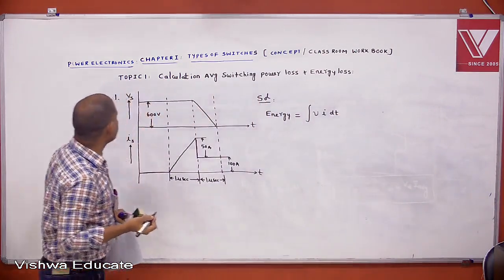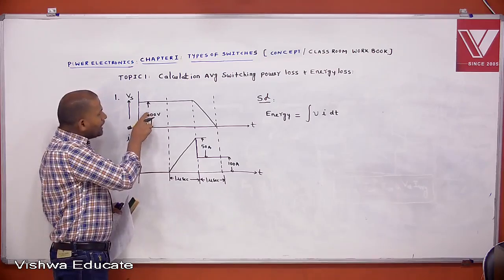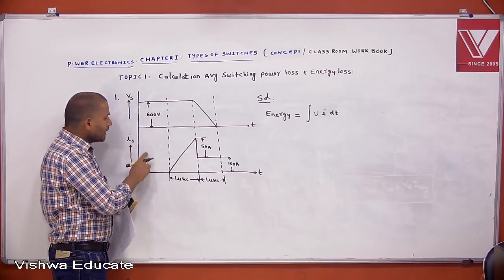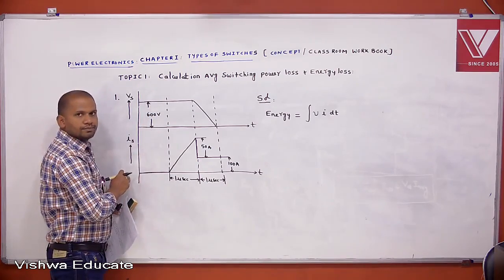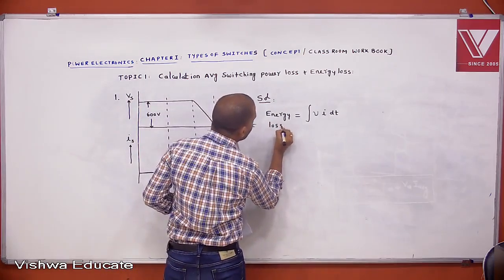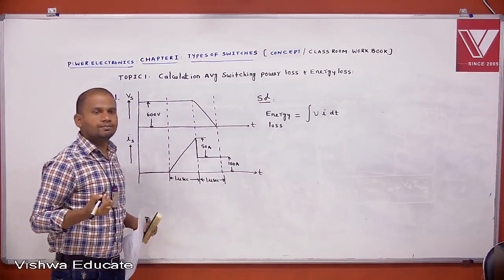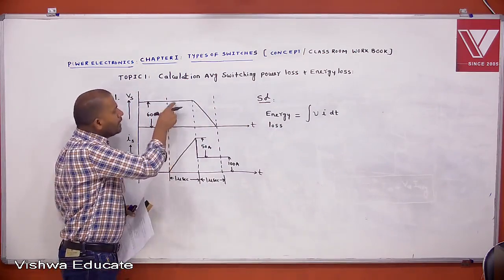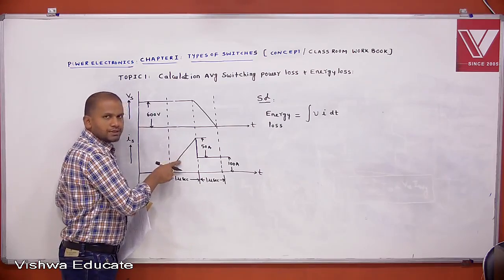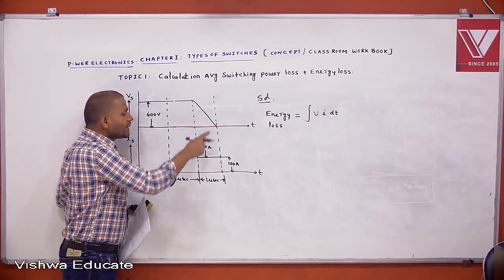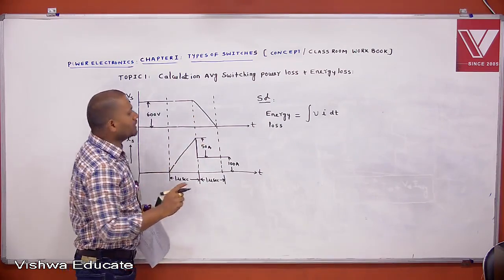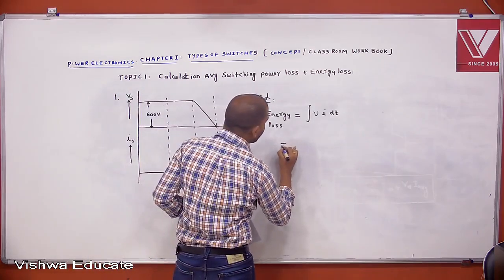Now see. Here voltage is present but current does not exist. Here we don't have any energy loss. This is the energy loss we are calculating. Next, here voltage is present, current is also present. That's why here energy loss exists. Here also voltage is present and current is also present. That's why energy loss exists. We are calculating energy loss now.